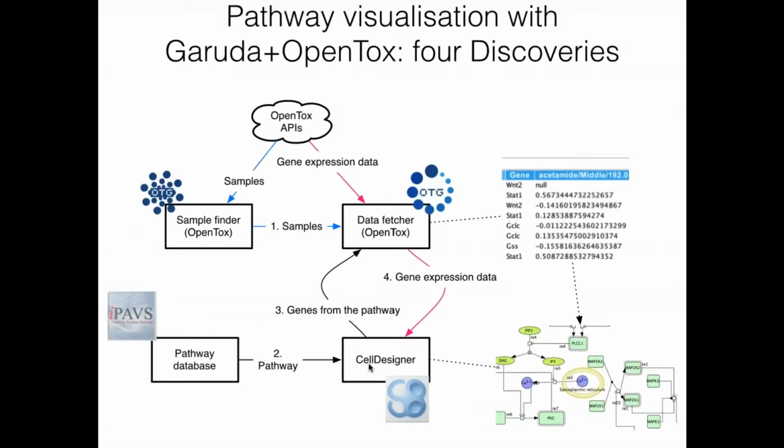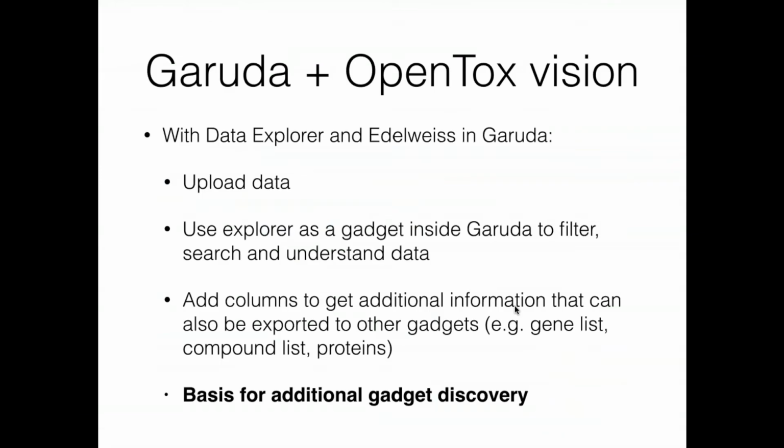And in a previous talk I gave a few years ago, I showed how to do pathway visualization with Garuda and OpenTox. In that case, we were doing a couple of discoveries with OpenTox gadgets. So I was using the OpenTox sample finder to find samples in Open TG-GATEs, and then using the data fetcher to find gene expression data. Then I took a pathway database and visualized the pathway in CellDesigner. And then I took the gene expression data finally and overlaid it onto the pathway to visualize how the gene expression changes over time in that pathway. So that was possible by combining OpenTox gadgets and Garuda gadgets that already existed.